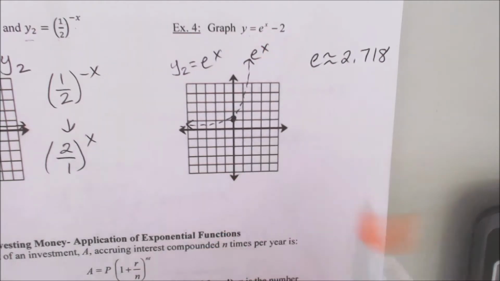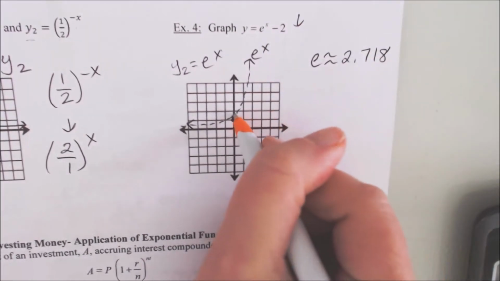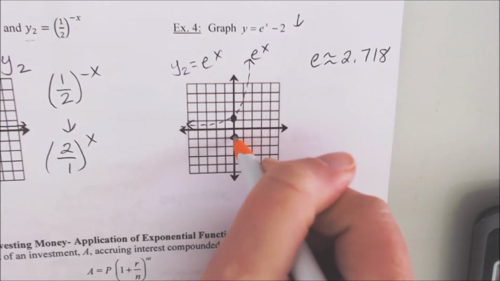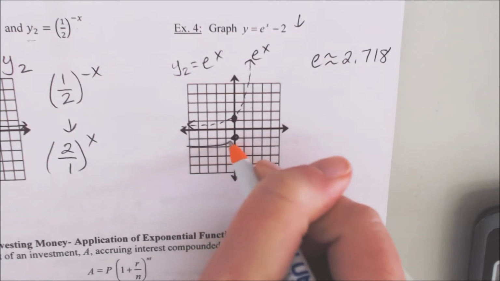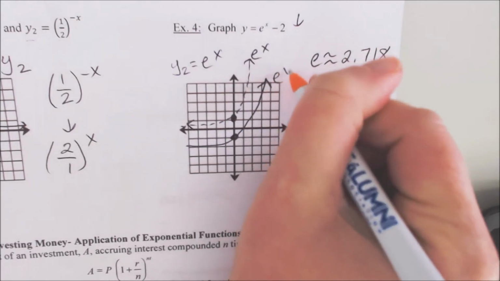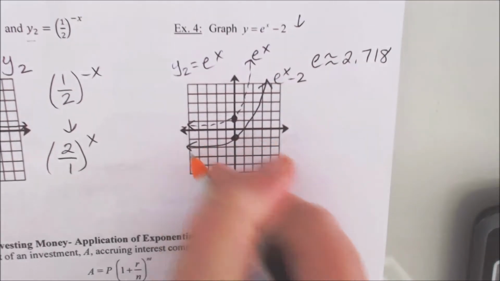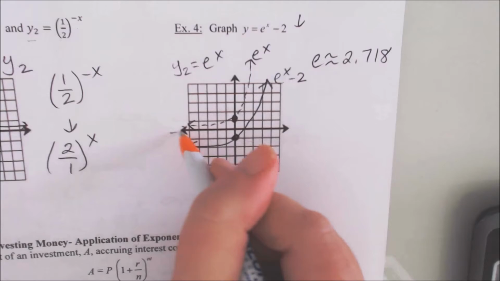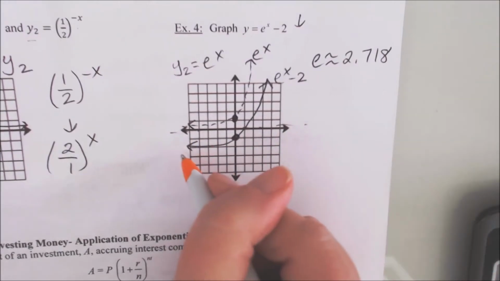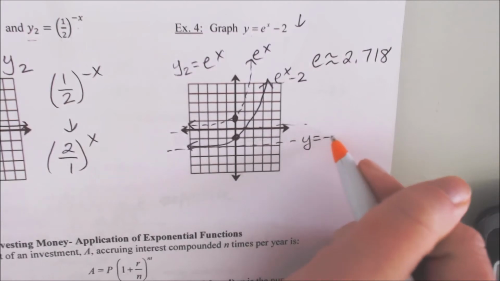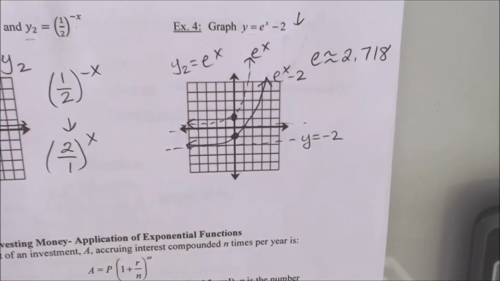Now, how is that minus 2 going to shift the graph? It's on the outside, so it's going to move it down 2 units. So you're going to take the y-intercept, you're going to go down 2 units and put a point right there. And so here's the graph for e to the x minus 2. Now, what else shifted because I moved it vertically? The horizontal asymptote. So remember, it was originally at the x-axis. If I shift it down 2 units, now it's at the line y equals negative 2.